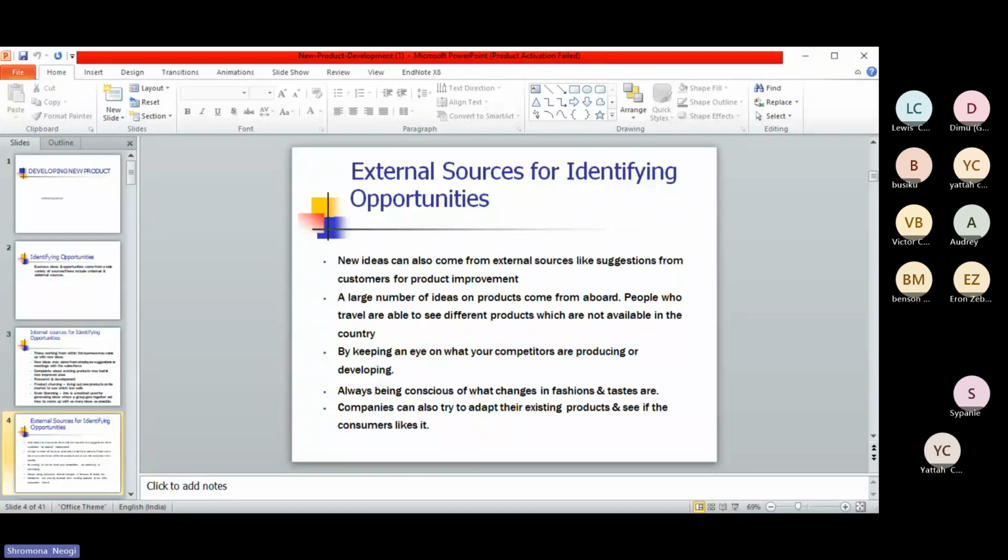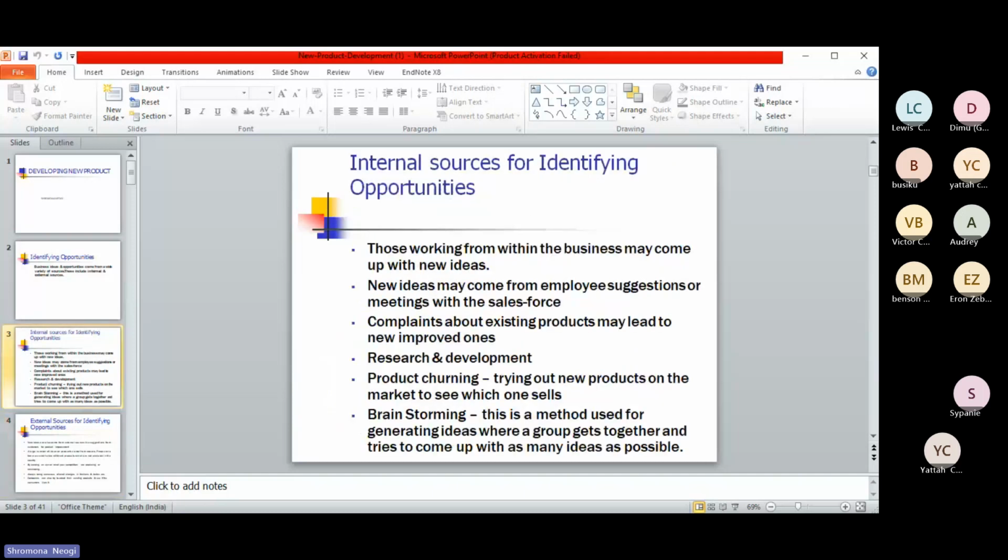Any idea how a customer can be a part of it? Before going to the external one, I'll quickly give you a real life example from the internal one. Then we'll come to the external. I thought of giving it earlier, but by chance I forgot. Now you see here, the second one, the new ideas may come up from employee suggestions or meetings with the sales force.